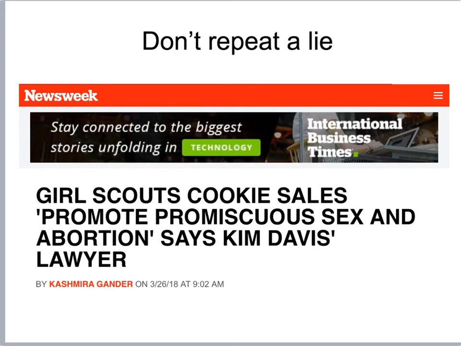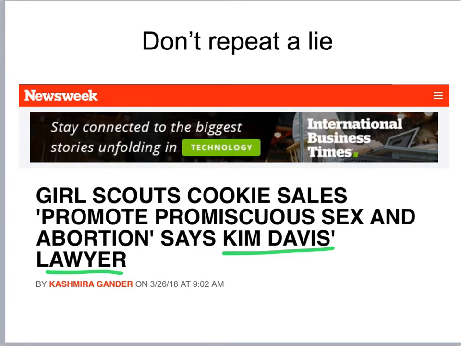This is a really important one, especially right now. Don't repeat a lie in your headline, because so many people read only the headlines and don't read the rest of the story. You don't want them going away with the impression that something may be true. And so this is one from Newsweek. So the headline technically is accurate. Kim Davis's lawyer did say the Girl Scout cookie sales promote sex and abortion. However, that is fake. That is not true.